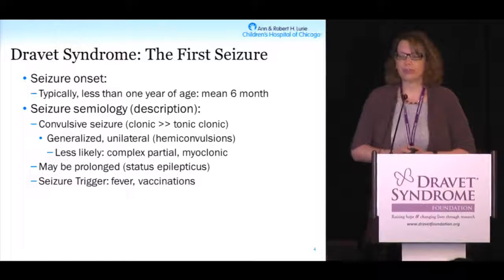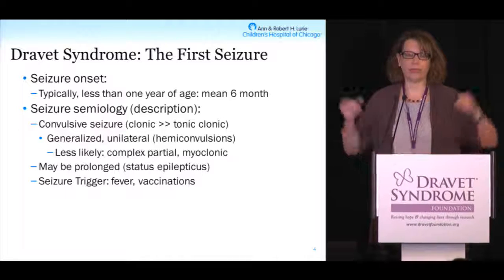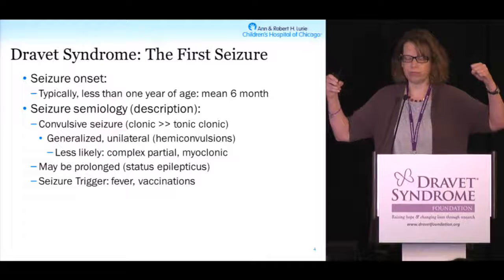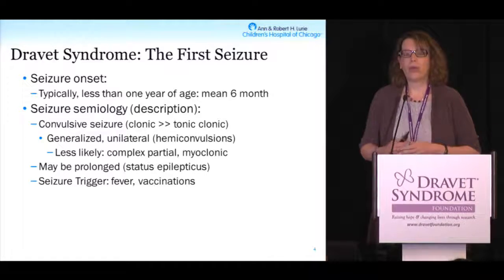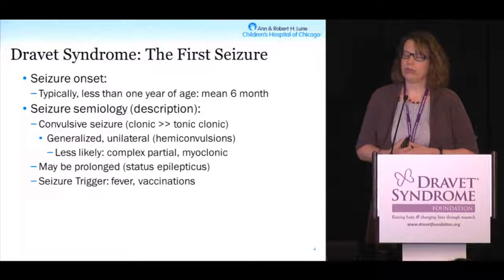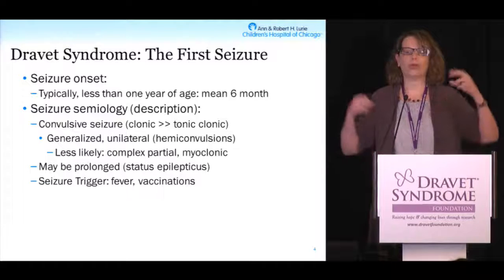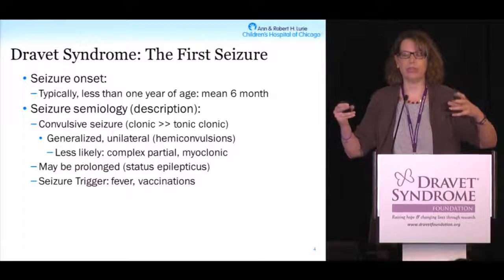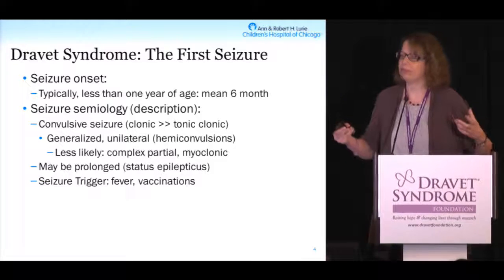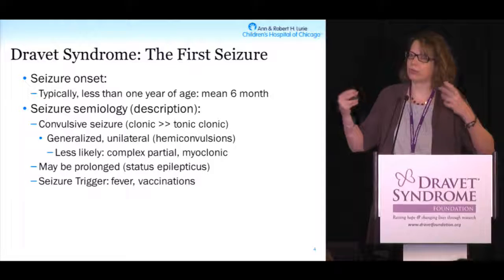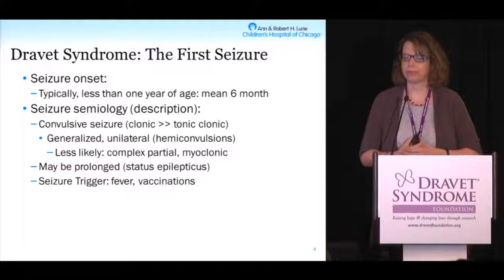That very first seizure is typically a convulsion, either a full body, generalized convulsion, or a one-sided hemiconvulsion. However, I have seen plenty of patients whose first seizures were actually a complex partial seizure, or some myoclonic jerks. So again, while there is a typical first seizure, if you don't have that seizure, it doesn't mean you do not have Dravet syndrome. As you can see, that's where this all gets a bit complex.